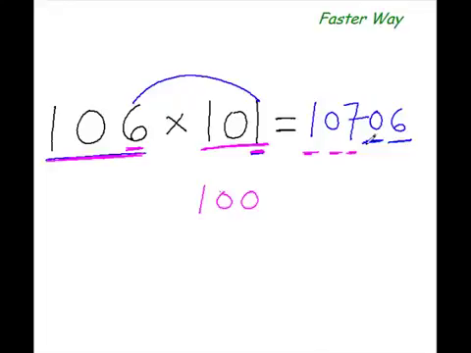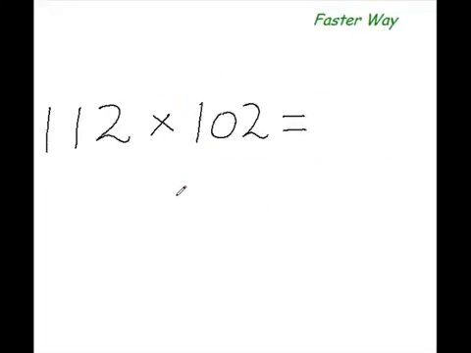Now for the last 2 digits, because base 100 has 2 zeros, I know that there would be 2 more digits to go. All I do is multiply those distances. So I multiply this 6 with this 1. 6 times 1 is 6, so I write 06 here. So now quickly find out what is 112 times 102. Quickly.